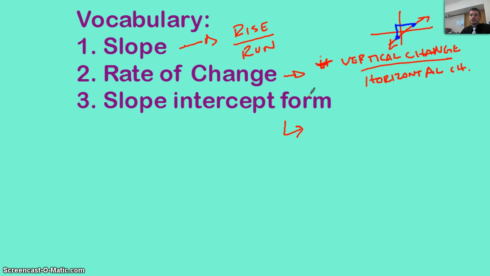Your best friend in math, well, at least with graphing, is y equals mx plus b. We'll break it down here in a second, so you guys just need to make sure you know that stuff. All right, and I spelled vocabulary right, so you're welcome. All right, here we go.